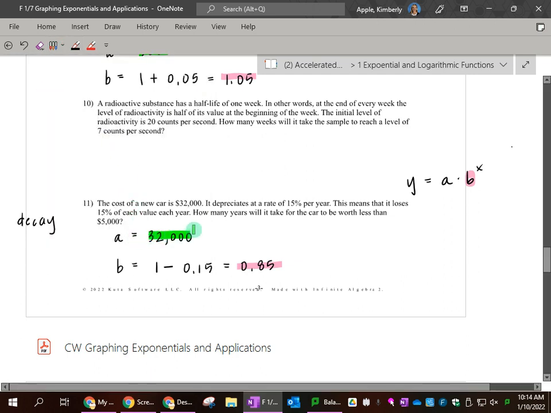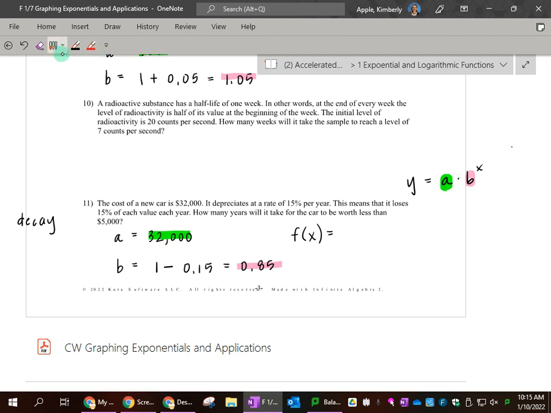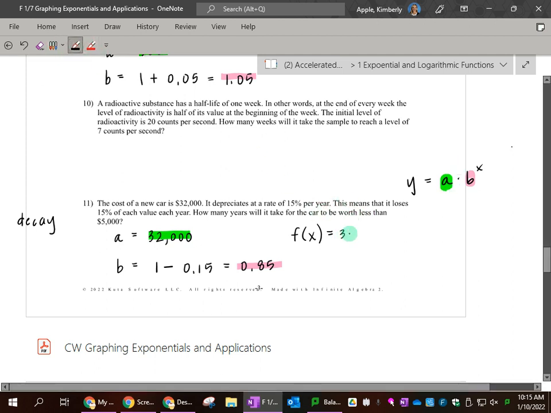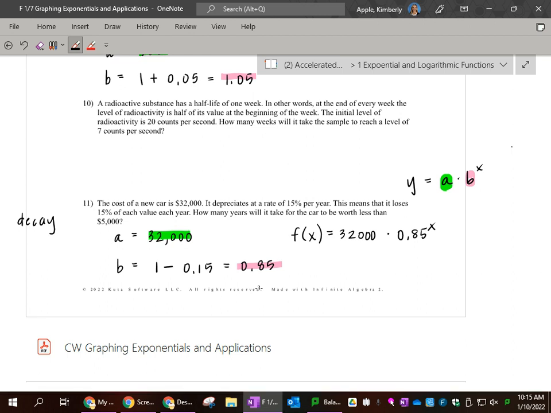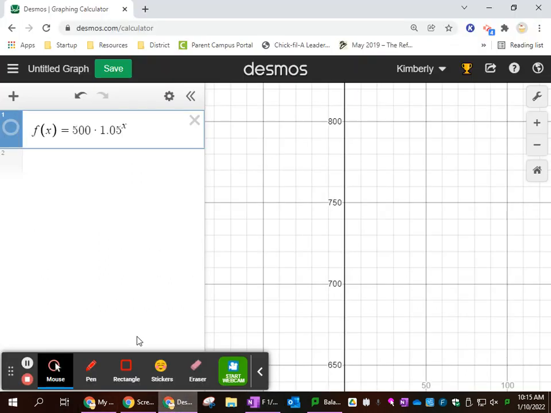I now have both things I need, which are A and B. And so from there, it's just a matter of plugging them into this general form to create the function we need. So this will be 32,000 times 0.85 to the x. So we'll go over to Desmos. It wants us to find how much time it will take for that car's value to be less than 5,000. So let's go back to Desmos and plug that in.